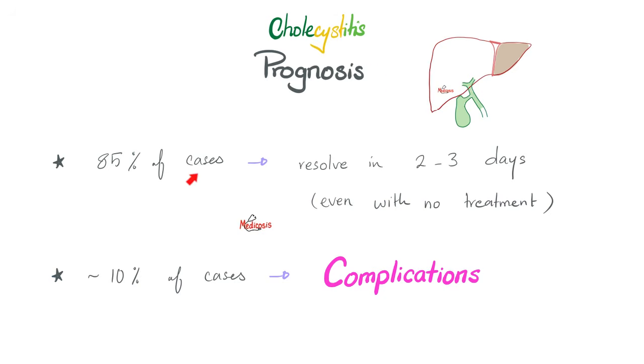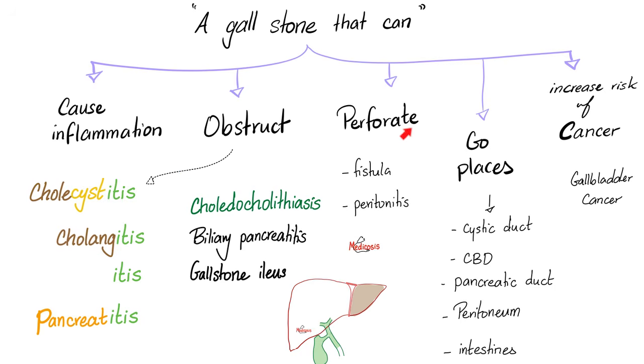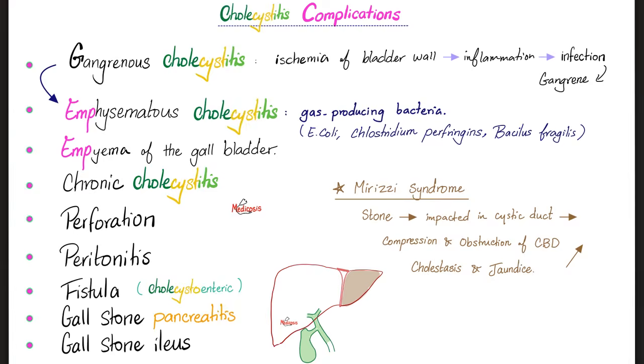Prognosis: 85% of cases of cholecystitis resolve in 2 to 3 days, even with no treatment. But 10% can suffer complications. Speaking of complications of cholecystitis, we can have inflammation, obstruction, perforation. It can go places. It can increase risk of cancer. You can have gangrenous cholecystitis, emphysematous cholecystitis, gas-producing bacteria, empyema of the gallbladder, which means collection of pus in a cavity. What cavity? The gallbladder sac.